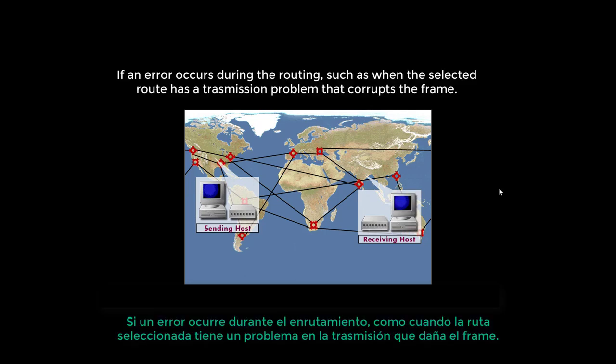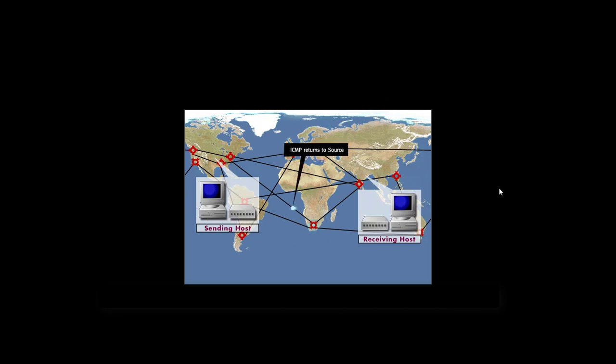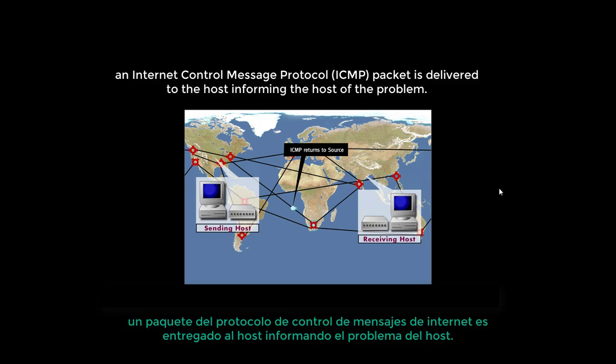If an error occurs during the routing, such as when the selected route has a transmission problem that corrupts the frame, an Internet Control Message Protocol, ICMP, packet is delivered to the host, informing the host of the problem.